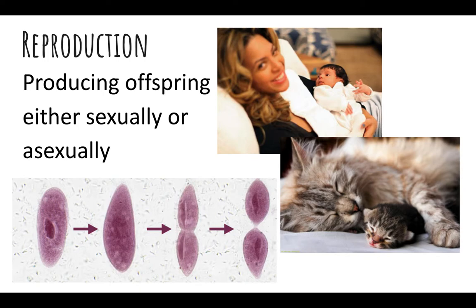Reproduction is producing offspring. That can be sexual or asexual reproduction. So here we have an organism that's simply dividing in 2. Those 2 offspring will be clones. Sexual reproduction results in offspring that are not genetically identical to the parent.